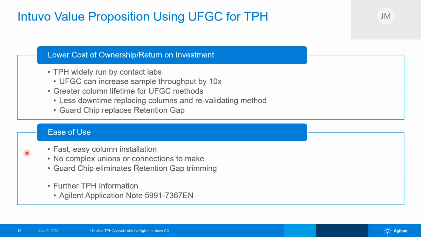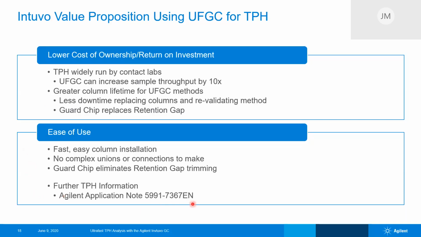Ease of use. Because of the high throughput of this, laboratories are typically used to changing the columns fairly often. The columns will degrade over time, mostly related to the stationary phase degradation. And with Intuvo, I didn't really go into it, but some of our other webinar series will. It's easier and faster to change the columns, especially compared to something like LTM or low thermal mass columns. There's no complex unions or connections to make, and the guard chip is easy to change, and that eliminates retention gap trimming.